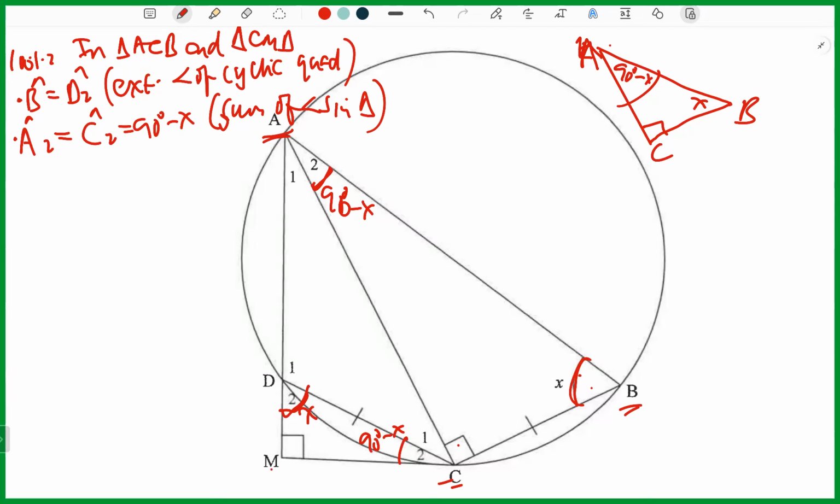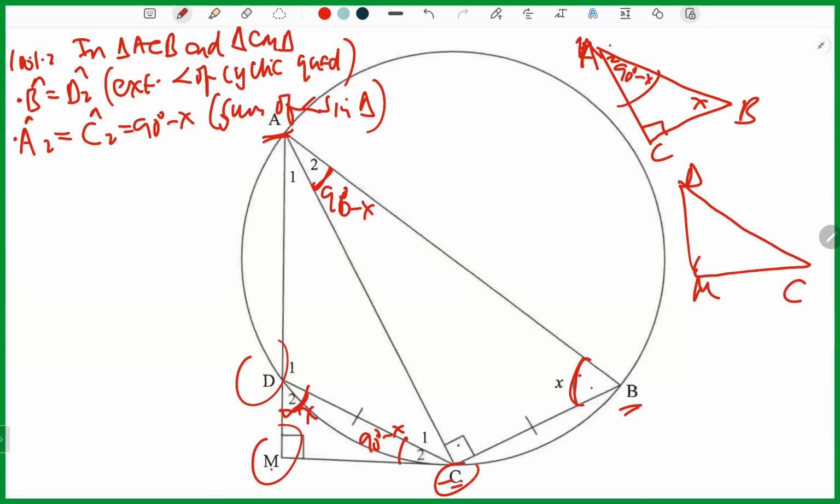So we have ACB, okay? And then now ACB has A2 inside here as well. And then we have CMD, okay? So you have CMD. So CMD is like this. Trying to draw them separately. And now drawing them separately allows us to mark the angles and see them properly. This is C2, but it is 90 degrees minus X. 90 degrees here. This one is X, D2.